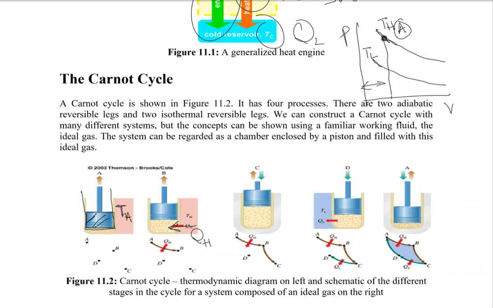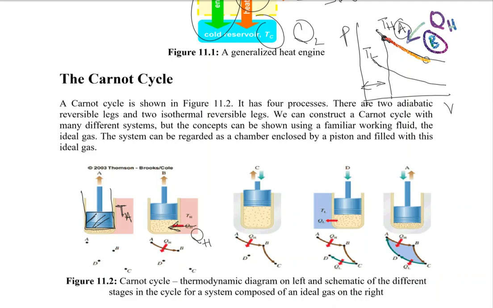That means we are going from state A to state B, somewhere here. Let me change the color of this one. So we are moving from state A to state B, and that's what we call an isothermal expansion. In that isothermal expansion, we are absorbing heat QH.